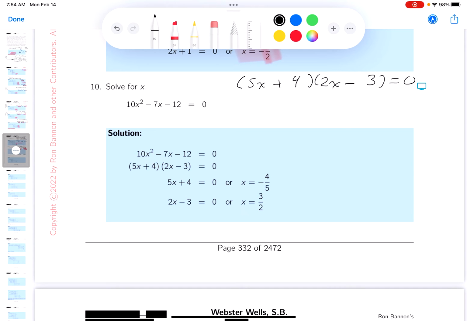5x times 2x is 10x squared. Worked beautifully. 5x times minus 3 is minus 15. And then you get 8x. Well, minus 15 plus 8 is minus 7. And you do get minus 12.